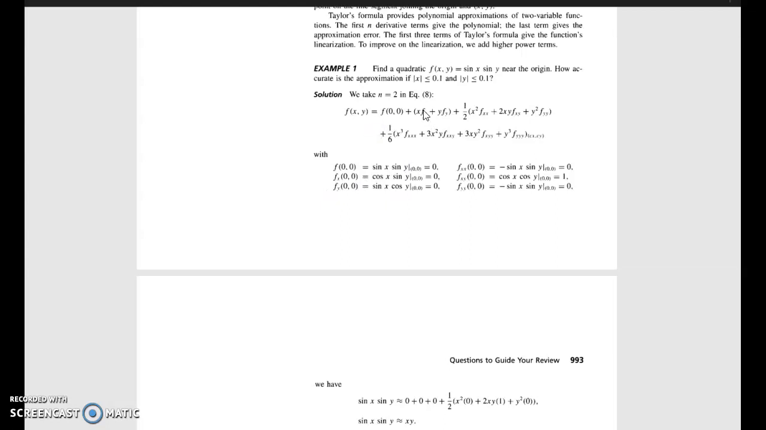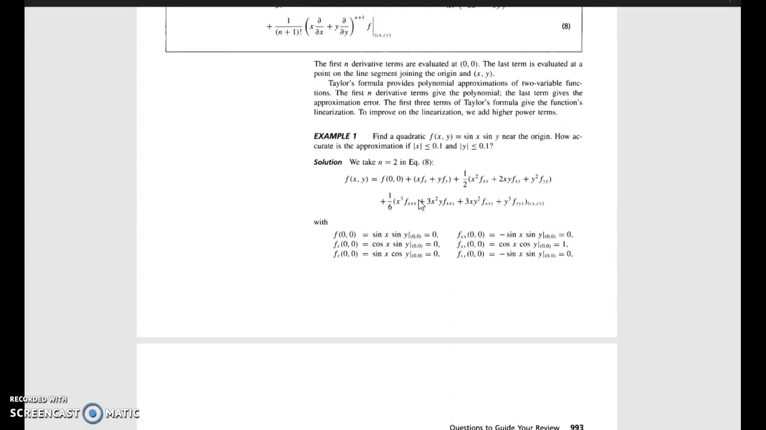f of x, y equals f of (0, 0) plus x fx plus y fy, plus 1 by 2 into (x square fxx plus 2xy fxy plus y square fyy), plus 1 by 3 factorial, that is 1 by 6, into (x cube fxxx plus 3x square y fxxy plus 3xy square fxyy plus y cube fyyy) at the point (cx, cy).